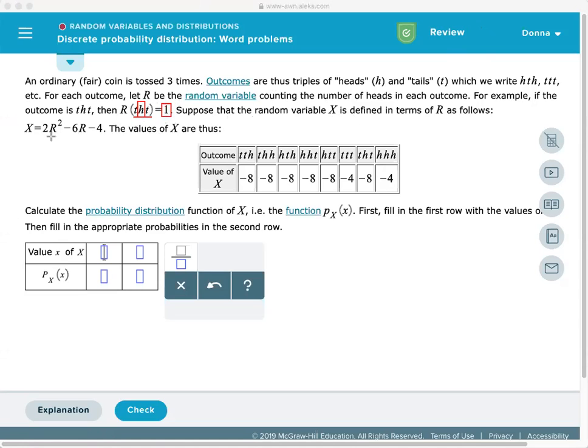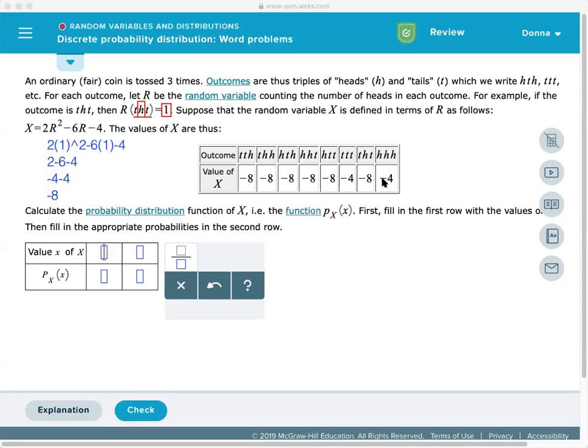And then when we substitute in 1 into this expression, 2R squared minus 6R minus 4, we have 2 times 1 squared, and 1 squared is just 1, minus 6 times 1, minus 4. When we do that computation, we get 2 times 1, which is 2, minus 6 times 1, which is 6, minus 4. And 2 minus 6 is negative 4, and negative 4 minus 4 is negative 8. And so that's why we have the value negative 8.